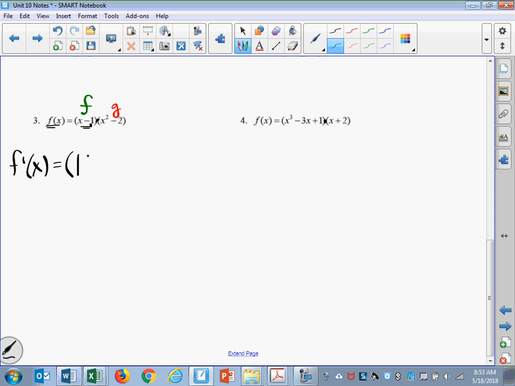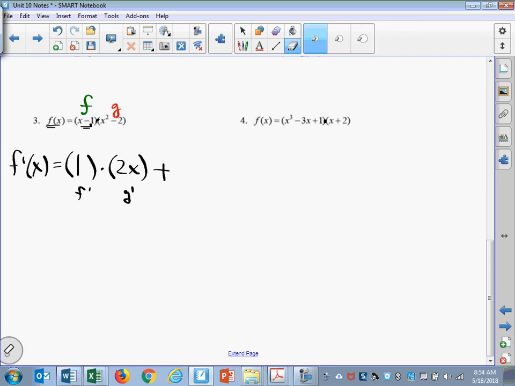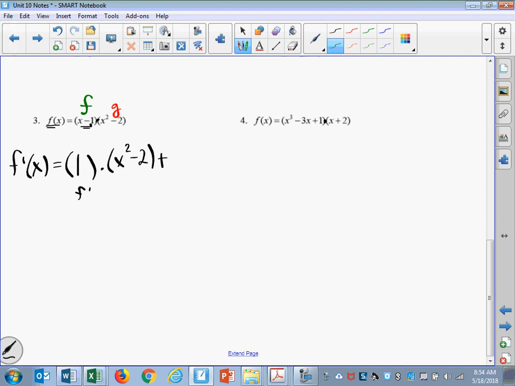Times g prime, the derivative of g is 2x, there we go, plus. So this is f prime, this is g prime. Now, I've already broken the rule. What does the rule say? g has to wait. I didn't let g wait. So g has to wait, so let's just copy and paste g. Plus, now f is waiting while g gets its derivative. So this is f prime g plus f g prime.